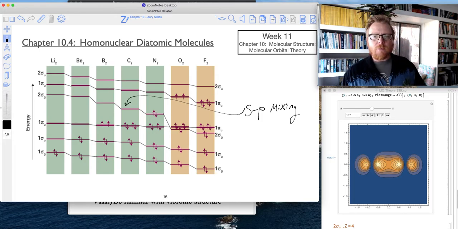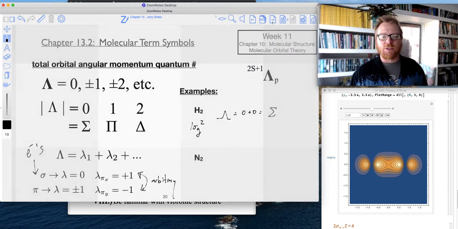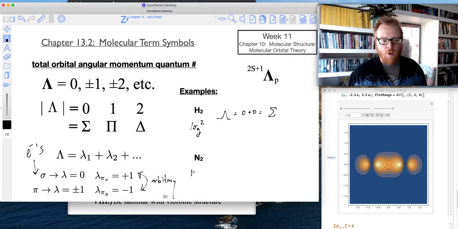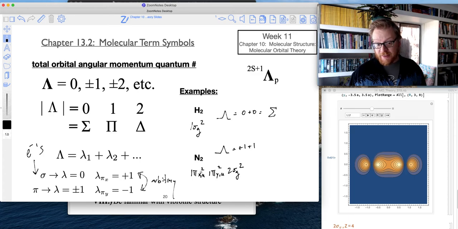Okay, good. So now what we can see with nitrogen, let's write that down. We know that it was 1 pi x u2, 1 pi y u2, and 2 sigma g2. Okay? So now I'm going to do all 6 of these electrons for my lambda. And like I said, it doesn't matter if we pick plus 1 or minus 1 as long as we're consistent. So I'm going to pick plus 1 for the x, and that's going to go plus 1 because I've got 2 electrons in that pi xu.